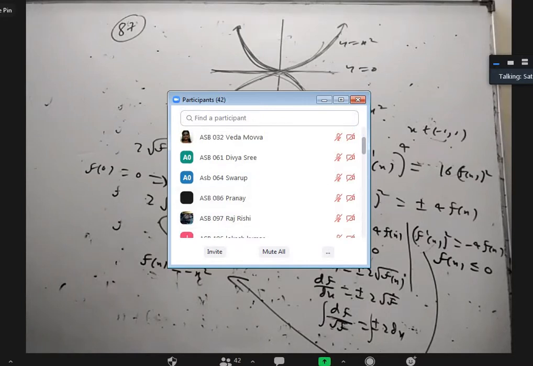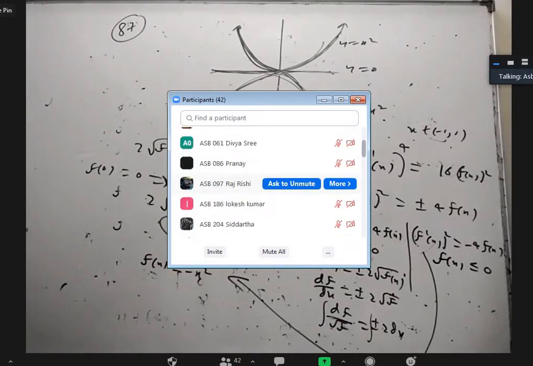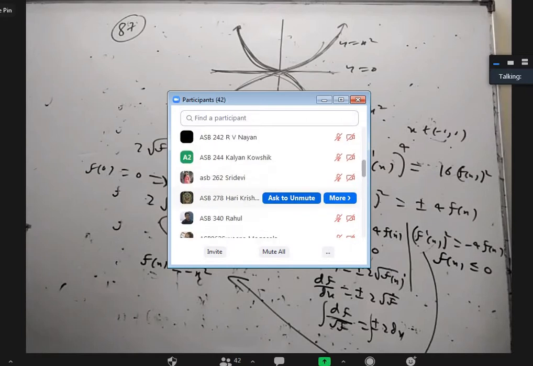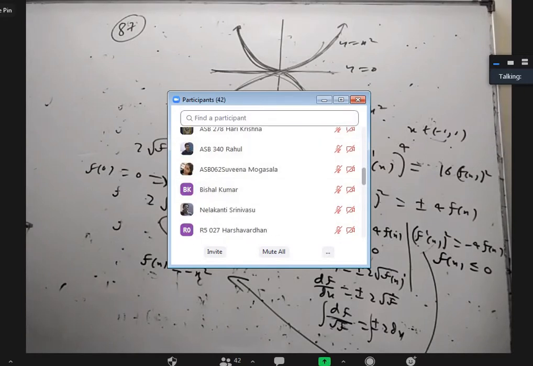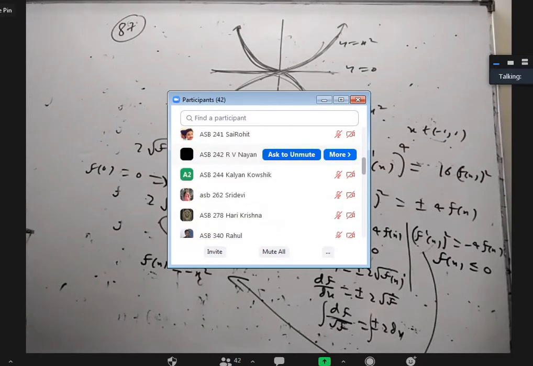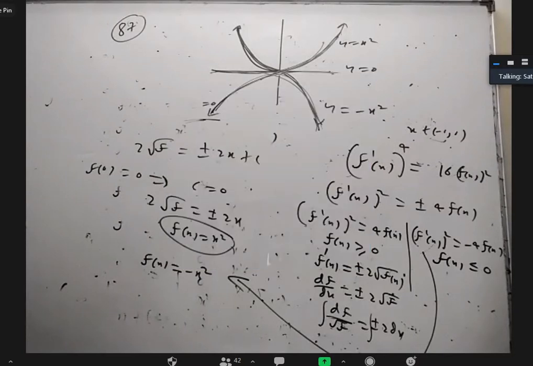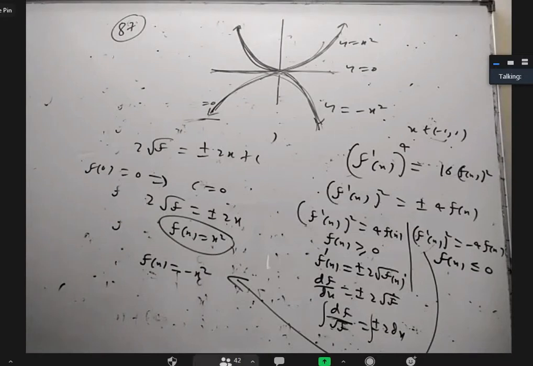Swarup, is it clear what I said about 87? Yes, sir. Okay. Vikramaditya, is it clear about 87? The 9 functions that I said? Yes, sir, it's clear. Okay.